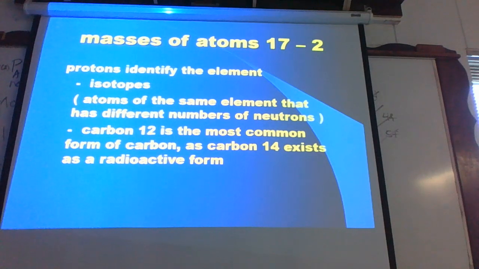And not all elements on this table would have a naturally occurring isotope. Some do, but a lot don't. Okay.